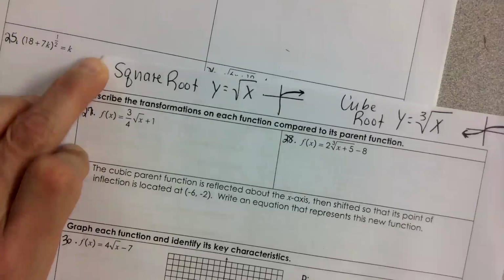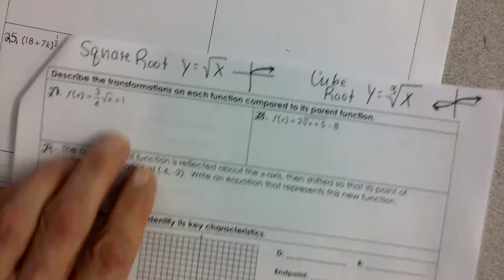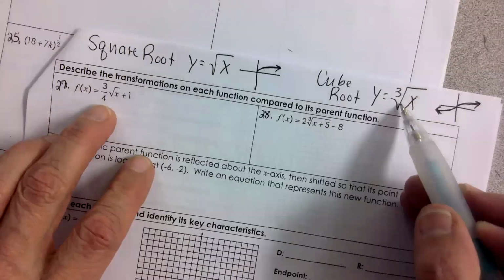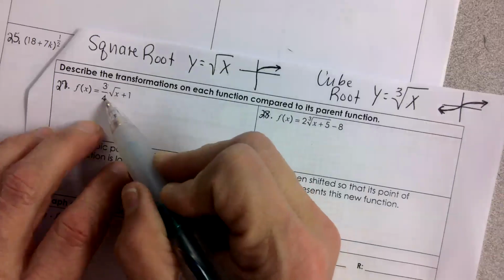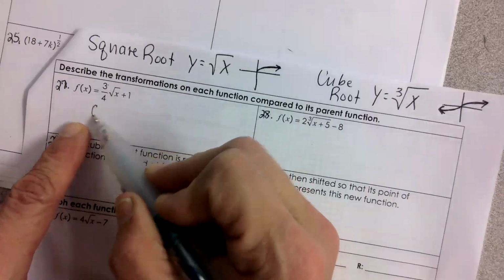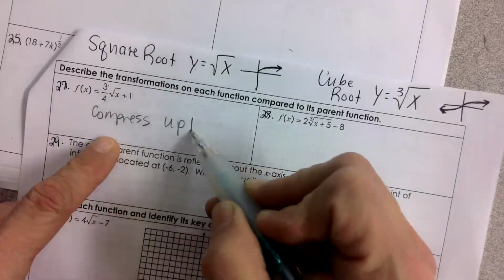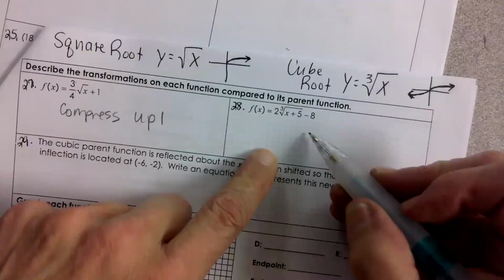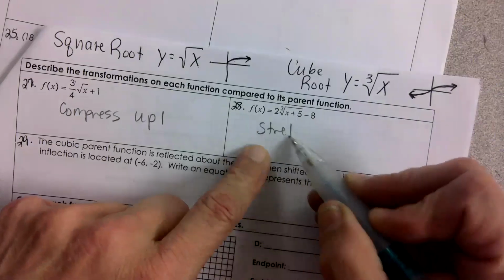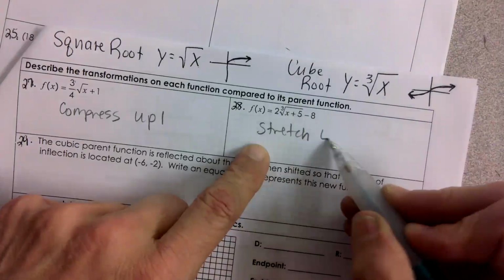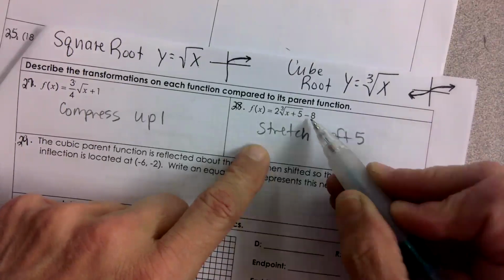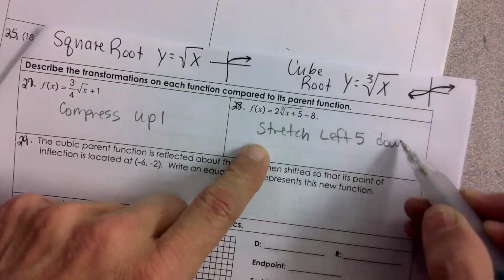Okay, so then these are the transformations of the square root graph or a cube root graph. So 3/4, a fraction in the front, makes it compress, and the +1 on the outside makes it go up 1. The 2 here makes it stretch. +5 on the inside makes it go left 5, and -8 makes it go down 8.